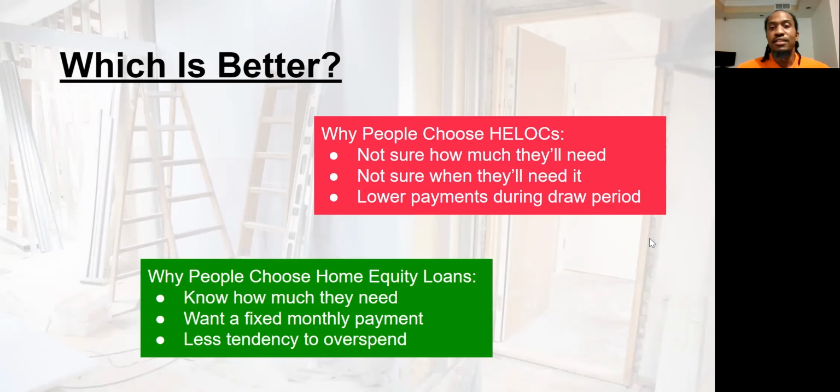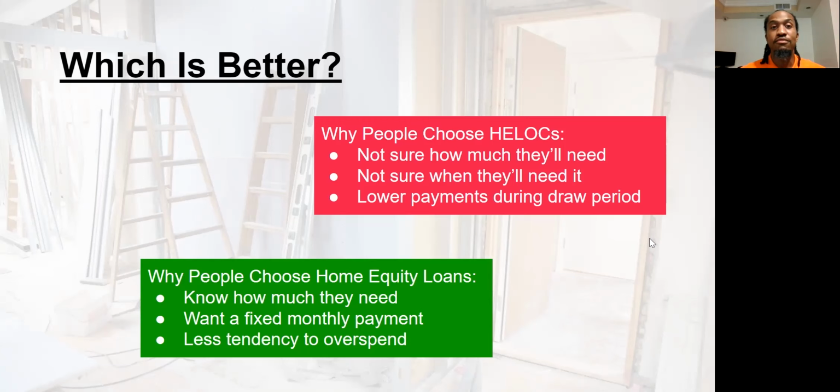So it's kind of a roll of the dice there in terms of what you might get with the HELOC. But again, it's that open line of credit that you have that you can tap into when you need it. Also, there's less tendency to overspend with home equity loans.